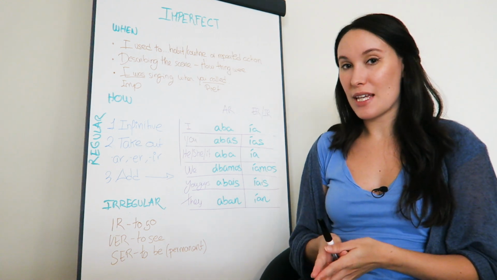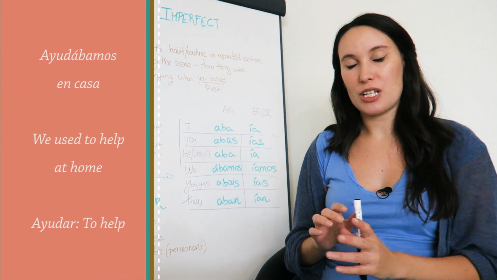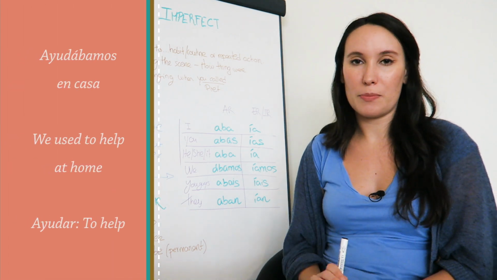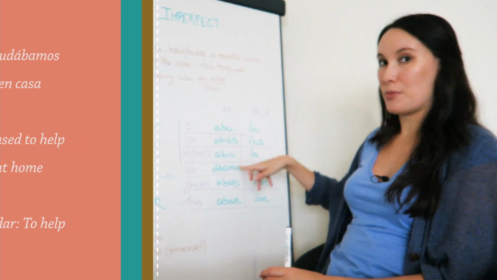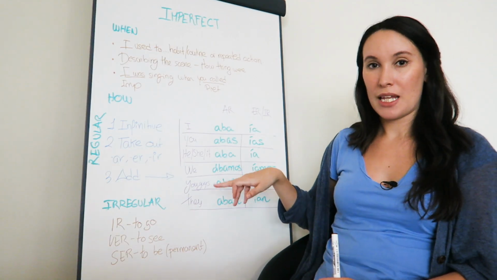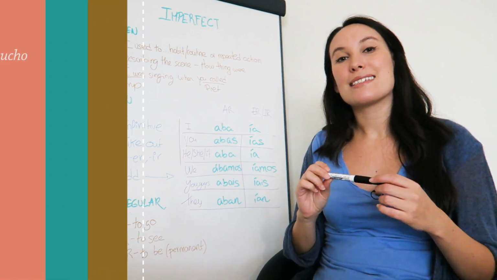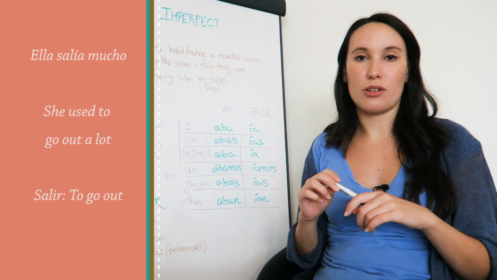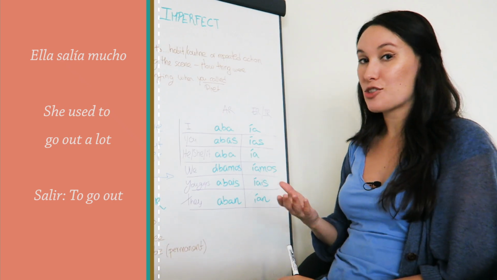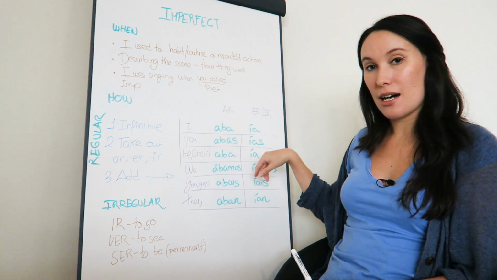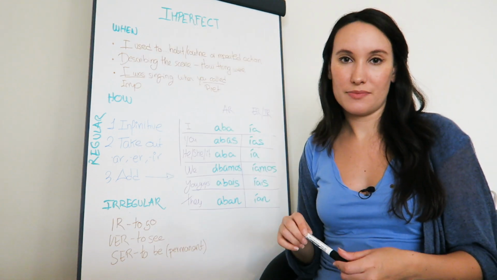One example for the AR verbs is ayudábamos en casa. We used to help at home. Ayudar is to help. Ayudábamos is we used to help. And one example for this set of endings is salía mucho. Let's say ella, she, salía mucho. Salir is to go out. I'm using ía for she. Salía, she used to go out.